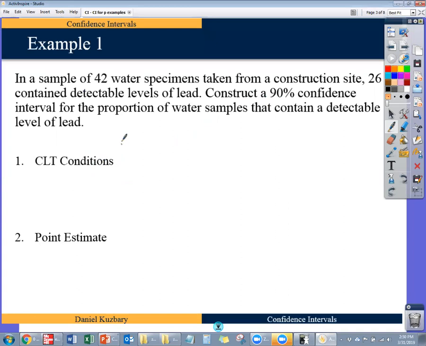So for one, I need to compute my p hat to begin. Well, I'm going to skip this for a second because p hat goes down here. Our point estimate for any confidence interval for the proportion is going to be p hat, which is x over n, the number in the category over the total sample size, so 26 over 42.